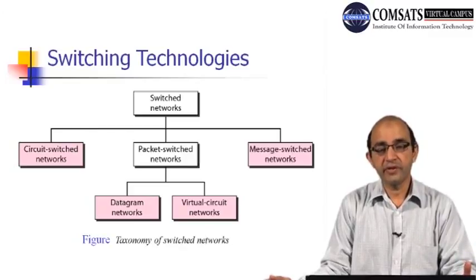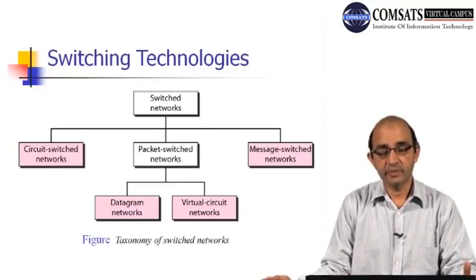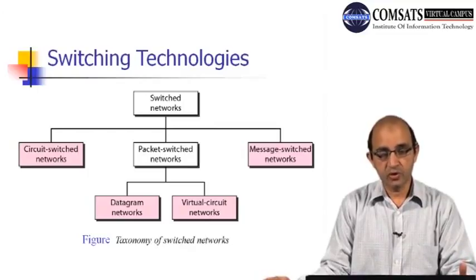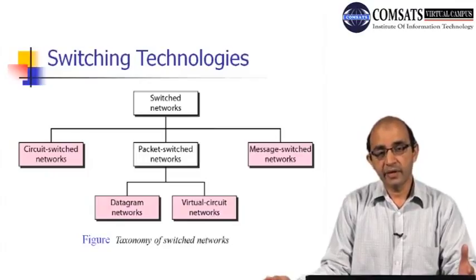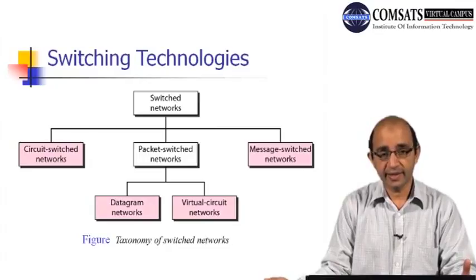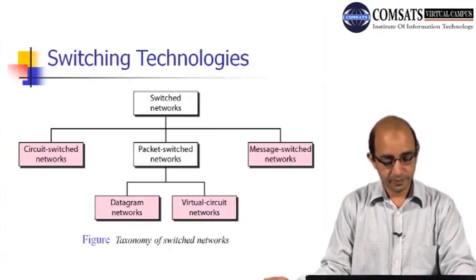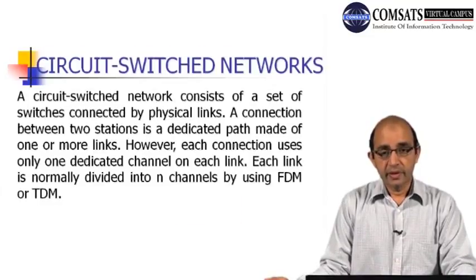So here we have three different types of switching technologies: circuit switching, packet switching, and message switching. We will be interested in two of them, circuit switching and packet switching, right? And then we have further classification of packet switching, and that is datagram and virtual circuit networks.